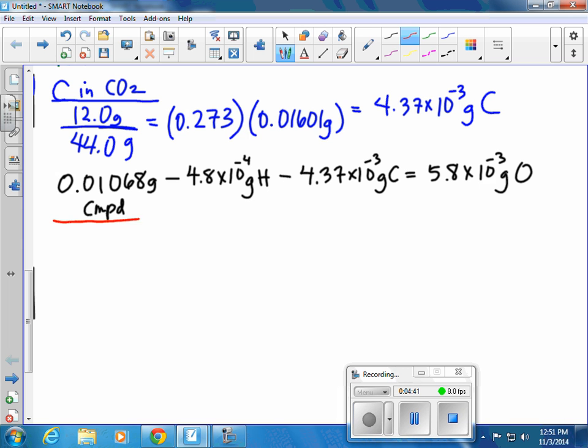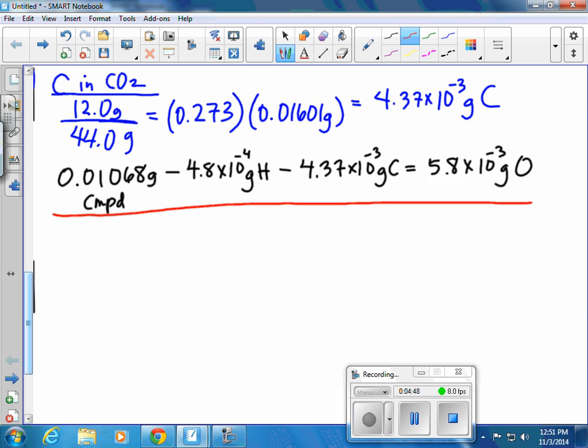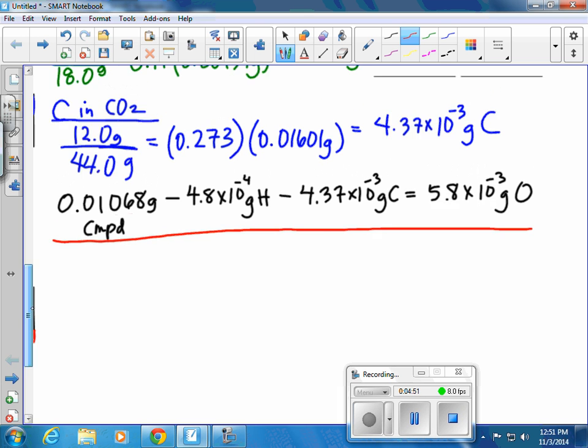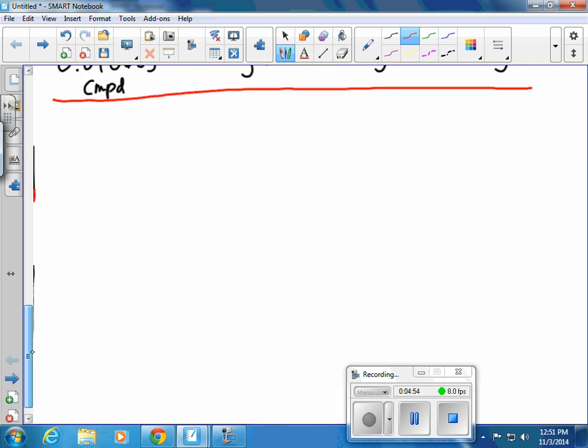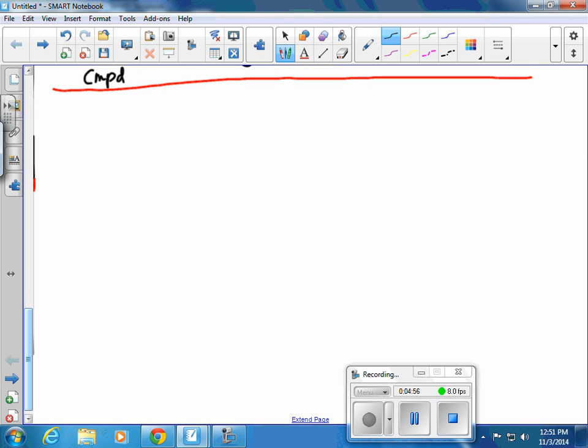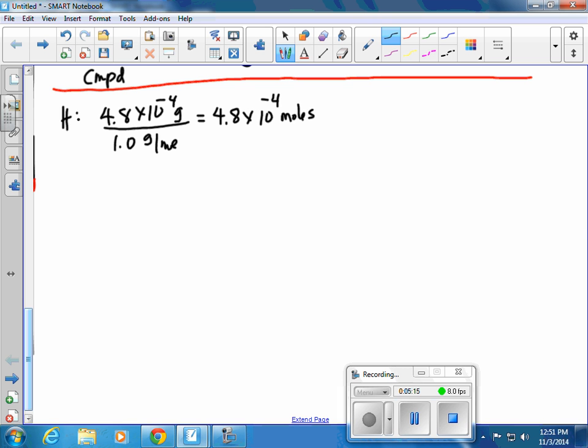So now I'm going to take the grams, divide them all by their molar masses, and then do my mole ratio. Okay, so we have to keep going. It's kind of a long problem. Okay, so to find the amount of hydrogen, I started with 4.8 times 10 to the negative fourth grams divided by its molar mass. And I get 4.8 times 10 to the negative fourth moles. So I'm just converting to moles.